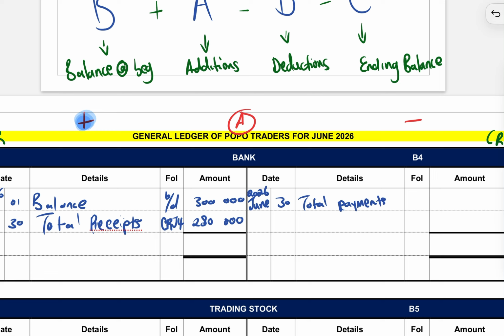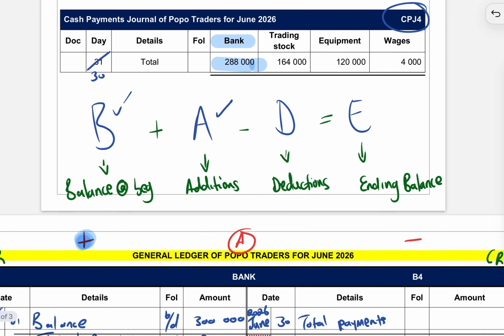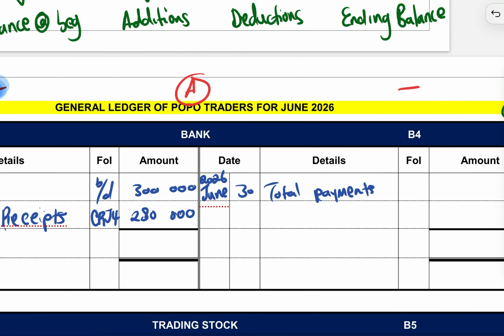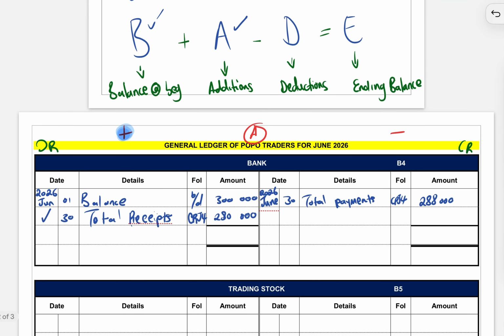All right, folio: which journal are you getting this information from? You are getting this information from CPJ number 4. We need the folio number of the journal, so you are going to write CPJ number 4. For how much? 288,000. All right, and then you are done with the information that is decreasing the bank account.